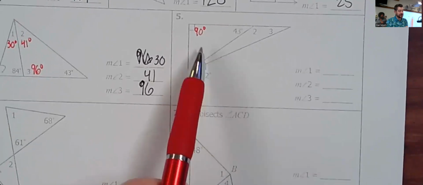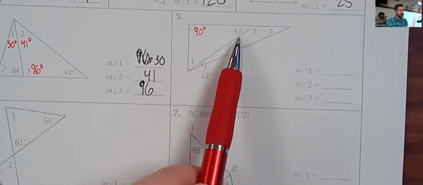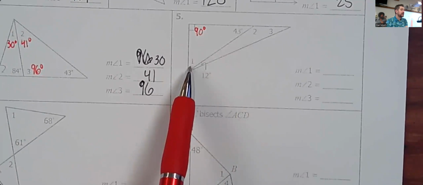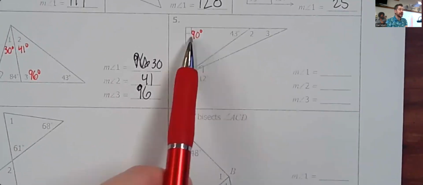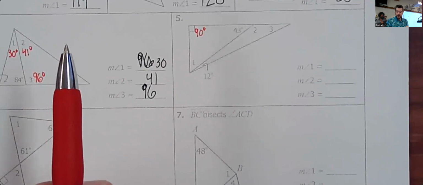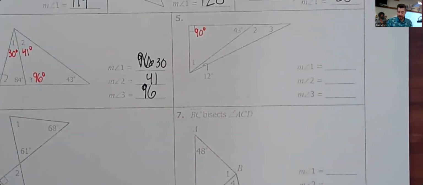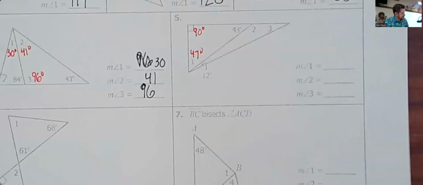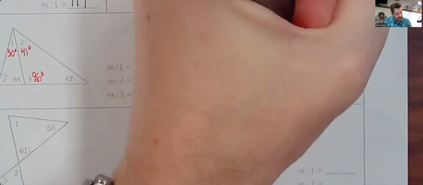So we have the 90-degree angle. We have the 43-degree angle. So angle 1 is going to add up with those 2 to equal 180. So 47. I believe that's correct. Yeah. So angle 1, 47 degrees. So 47.